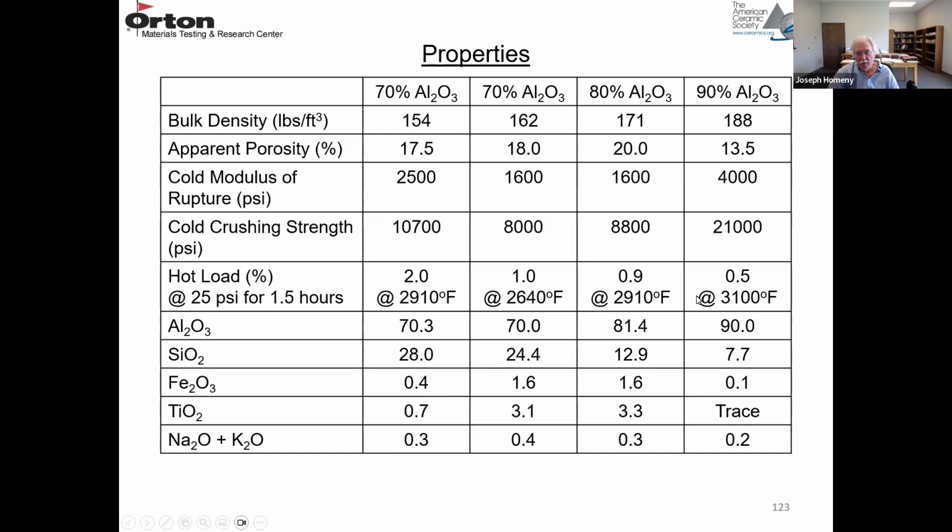So the hot load test, you can see the temperatures are going up here. This is 2910. This one was lower, 2640, another 2910. And this one was all the way up to 3100. So these are all pretty low deformations, 2% here and 0.5% here. So these first two are 70% alumina. This one is 80, so it's 81%. And this one is 90%. So your alumina contents, the balance is silica, and then your impurities. And as you get up to the higher alumina contents, you can see the impurity levels are dropping off dramatically.